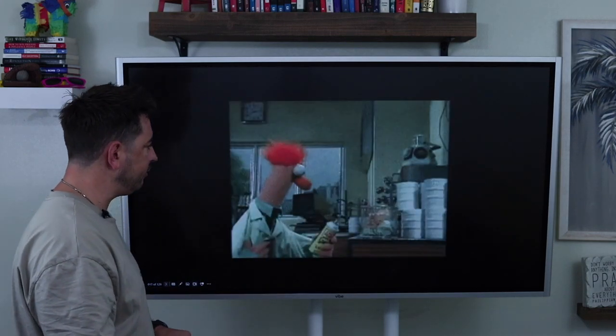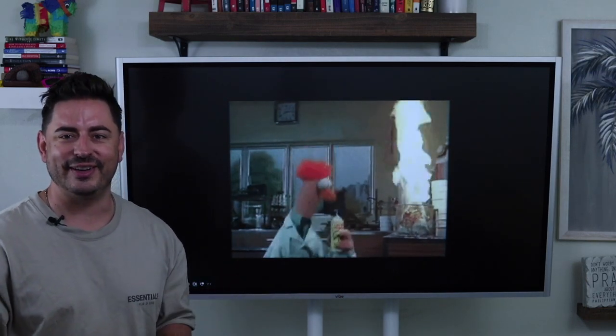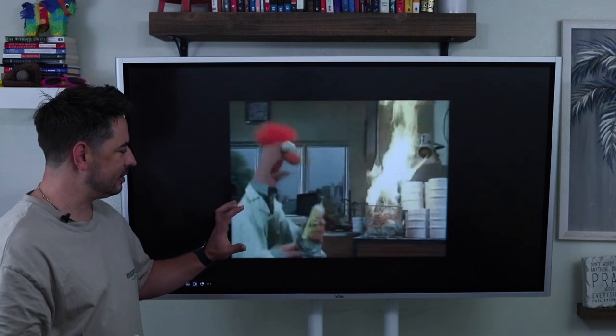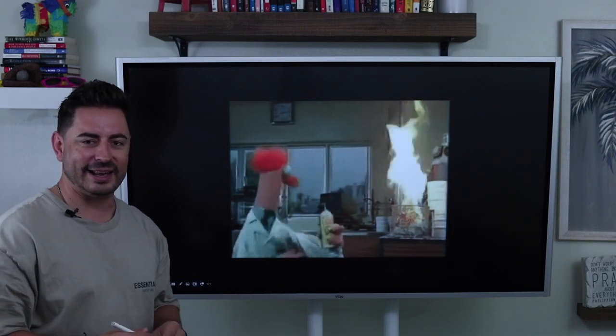When we have the lymphatics that actually break down, I love this video here. This is Beaker freaking out that there was a larger fire than what should have happened with his little experiment here.